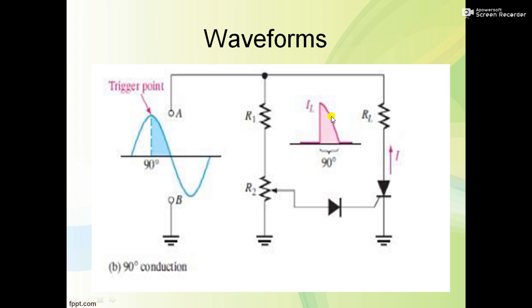This is the meaning of controlling the phase of the AC input signal. We are controlling the phase of the particular AC input signal with the help of the R2 potentiometer resistor with the diode by the SCR.